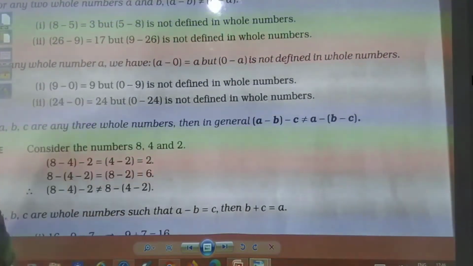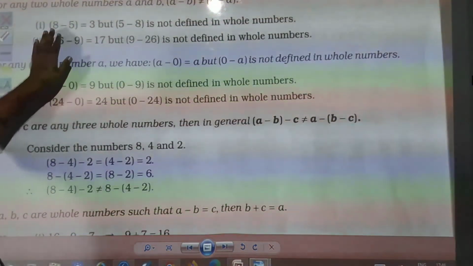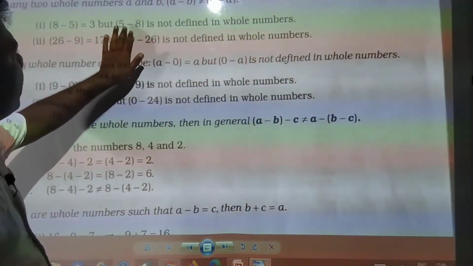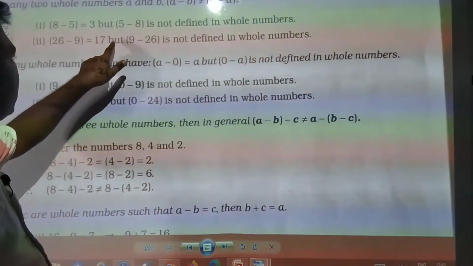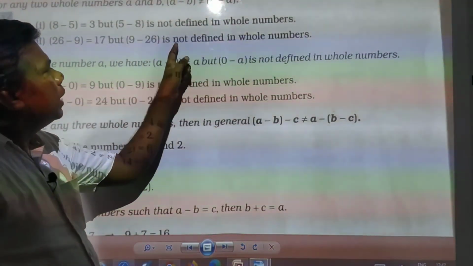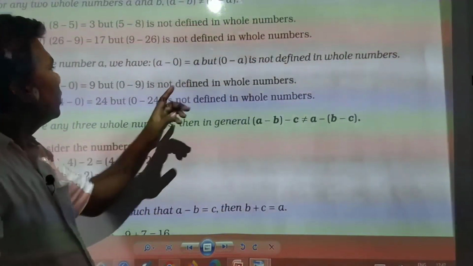Few examples have been given, you see. 8 minus 5 is equal to 3, but 5 minus 8 is not defined in whole numbers. 26 minus 9 is equal to 17, but 9 minus 26 is not defined in whole numbers.